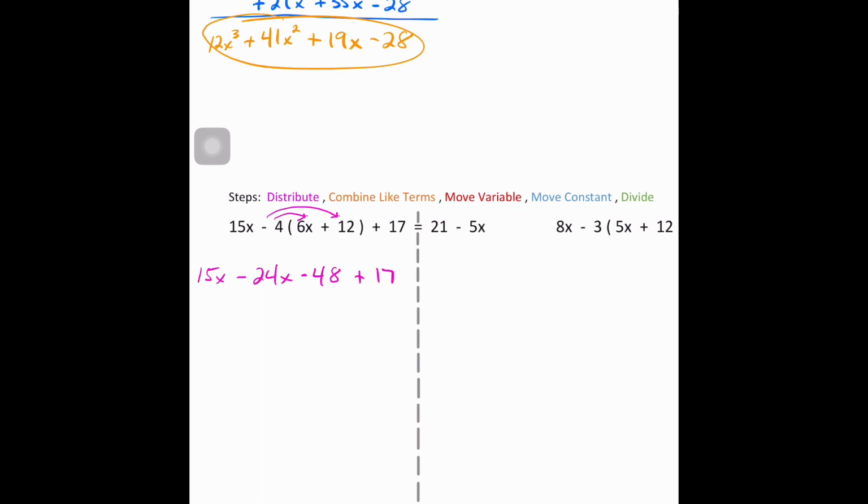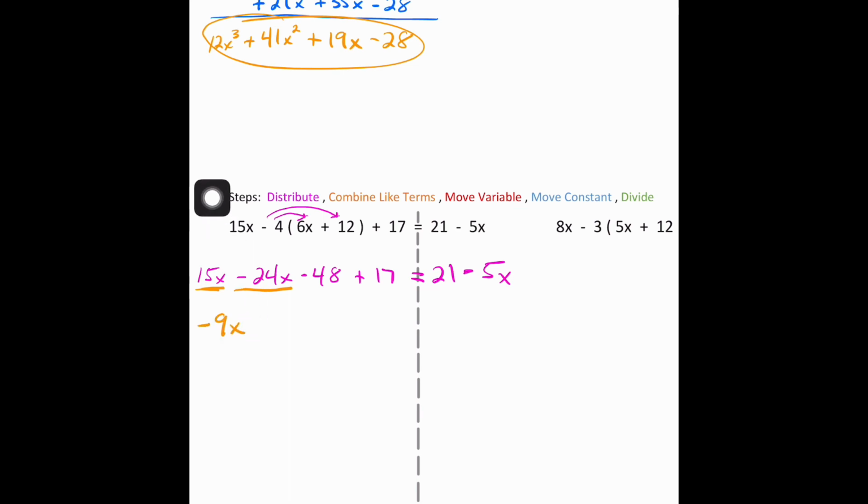Don't forget to write it, then bring down your equals, then bring down your 21 and your minus 5x. All right, so step 2, we're just going to combine like terms. I'm going to take a look at the variable here. We have a 15x. Can I combine that with 17? No, it does not have an x, but I can combine it with negative 24x. So in your calculator, we would just do 15 minus 24, giving us negative 9.